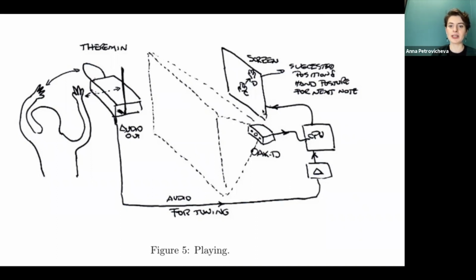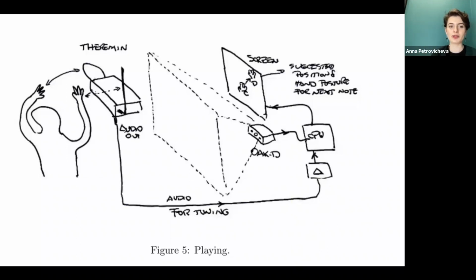There is a screen that shows the next position for the hands and distance to the theremin, so that the next note is exactly what you need it to be. So this is the device to help people learn theremin. And there is a mode actually to not have a theremin at home, but to learn it using just OAK-D.